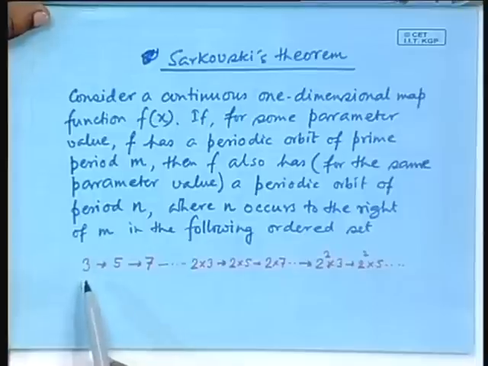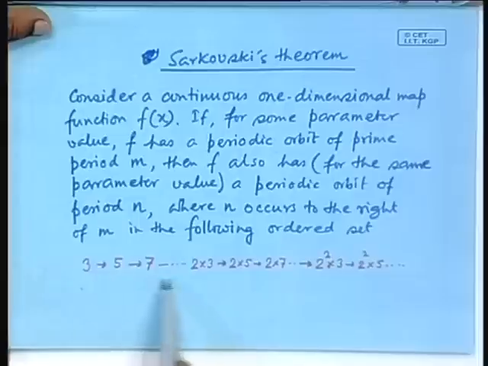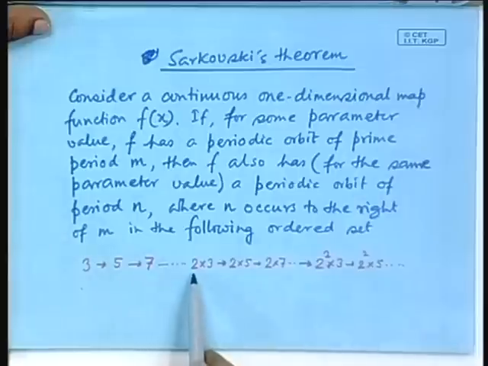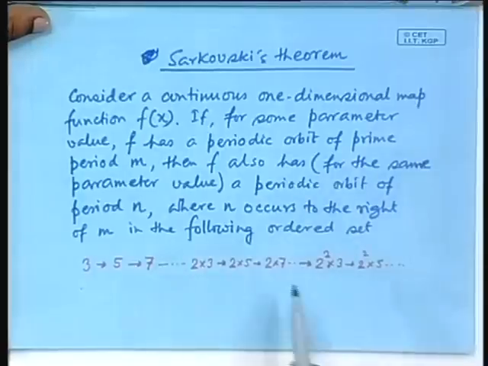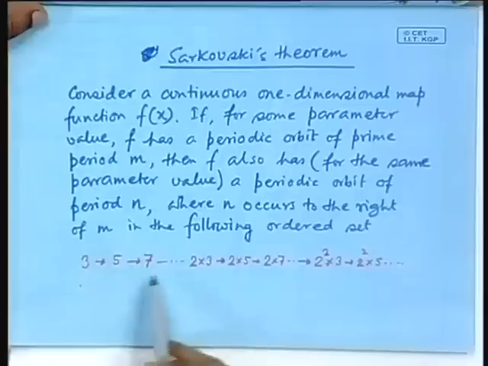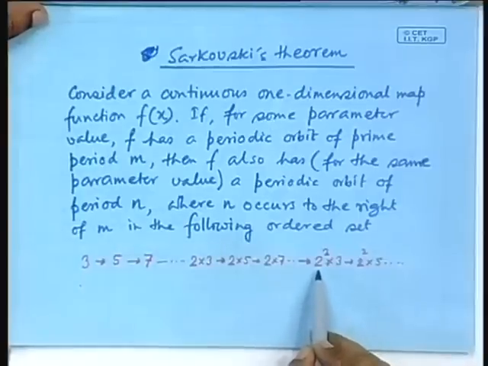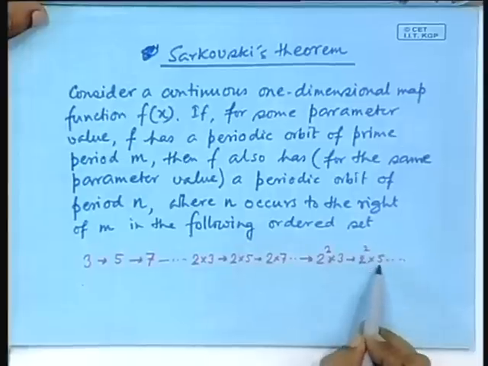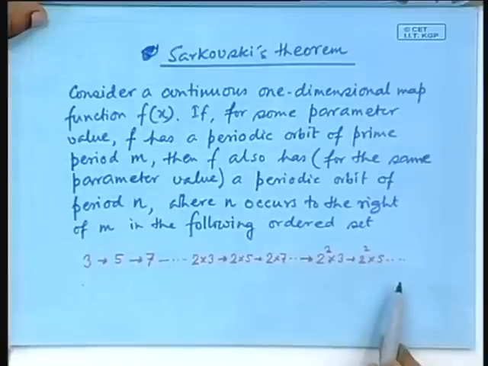We are making ordered sets. The first set is 3, 5, 7, 9, 11, and so on, and goes up to infinity. Then comes 2 times 3, 2 times 5, 2 times 7, and that also goes to infinity. Let it be, because I am not talking about the primes and all, just the ordered set. Then it goes to 2 squared times 3, 2 squared times 5, and so on. Then it goes to 2 cubed times 3, and so on. If it goes this way, then after some time you will realize that you have covered the whole number set, except the powers of 2.